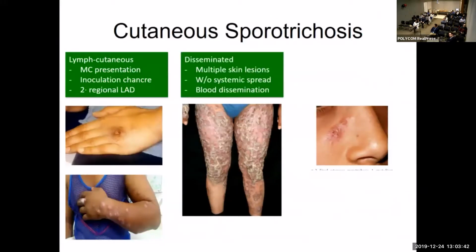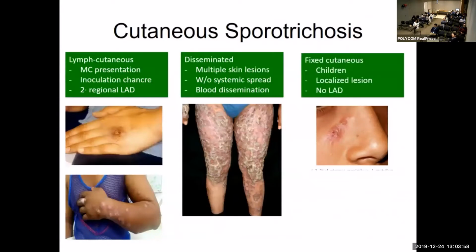This one is the disseminated skin lesion, so you're going to see multiple chancres or multiple ulcers. It's usually painless too, and is associated with alcoholic patients. These patients will not have pulmonary or osteoarticular disease, it's just skin findings. And the fixed cutaneous one is just a single ulcer. It's usually seen in children, and it's usually a localized lesion, and there's no lymphadenopathy associated with it.